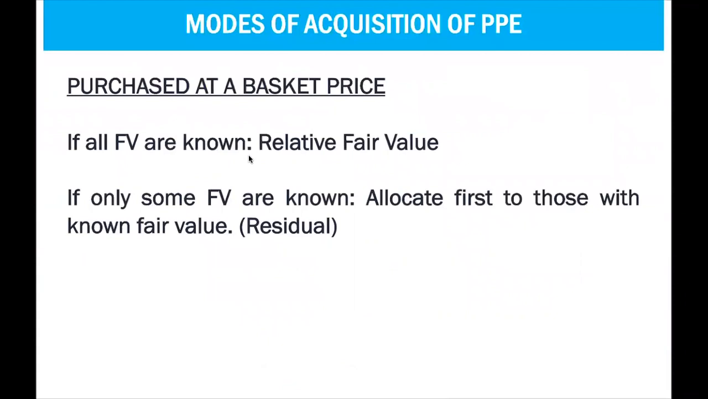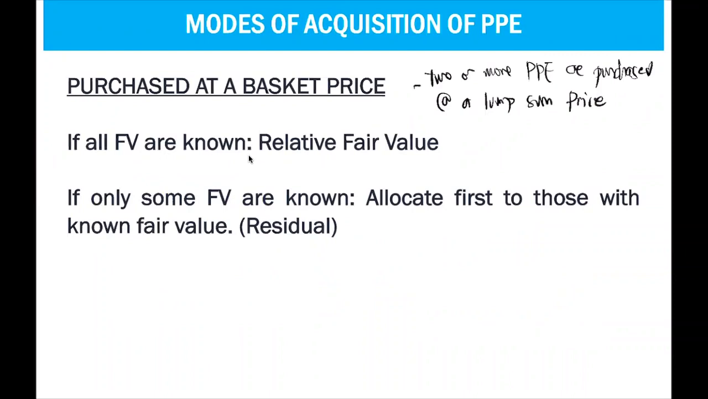Another mode of acquisition, purchase at a basket price. So what is a purchase at a basket price? When we say it is purchase at a basket price, 2 or more property, plant, and equipment are purchased at a lump sum price. Okay, so for example, you purchase at 3 million pesos a land and a building. The land has the cost or carrying amount of 1 million, the building at 800,000.